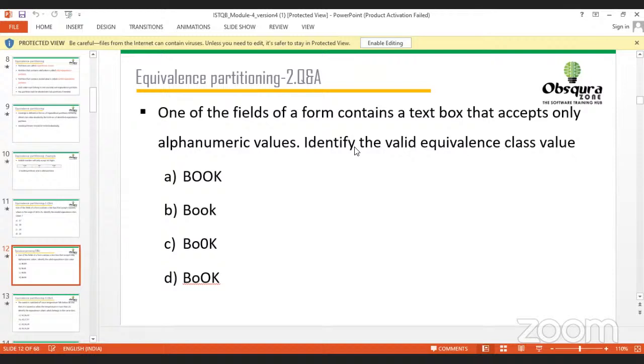One of the fields of a form contains a text box that accepts only alphanumeric values. Identify the valid equivalence class value. So it is accepting alphanumeric values only. So in the question it is asked to identify the valid equivalence value. So valid class value should contain alphanumerics. Yes, C is the correct answer. Yes. So C contains the alphanumeric B, O, 0, K. So alphanumeric. Yes.